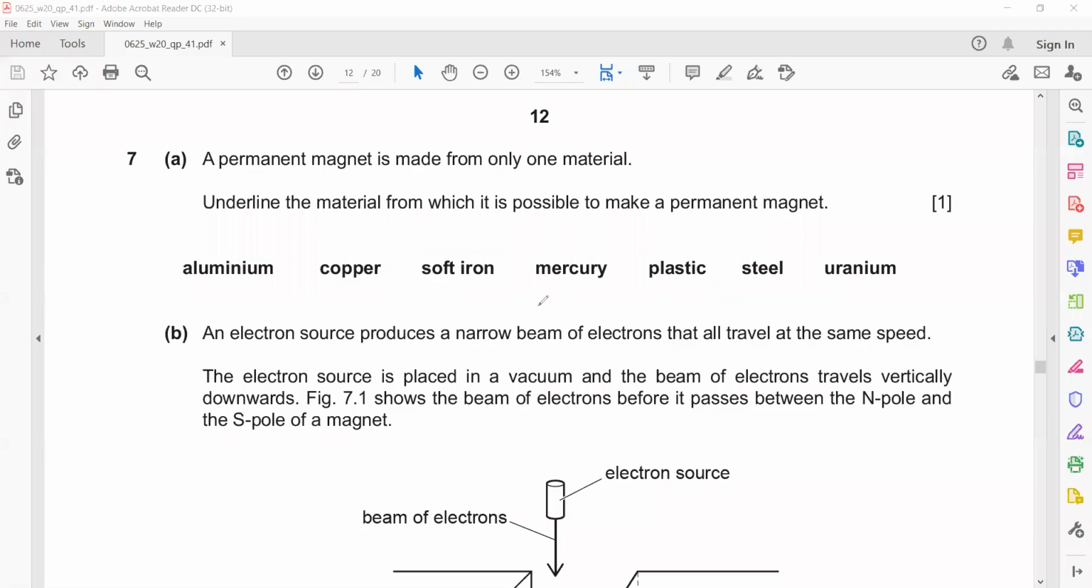So in this question, a permanent magnet is made from only one material. Underline the material from which it is possible to make a permanent magnet. So which material do we use to make a permanent magnet? We use steel to make the permanent magnet. And for an electromagnet, we use iron.